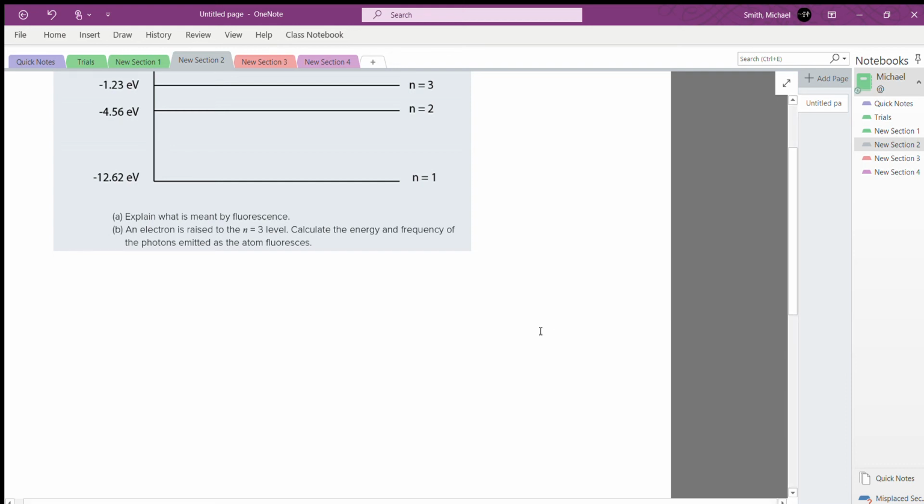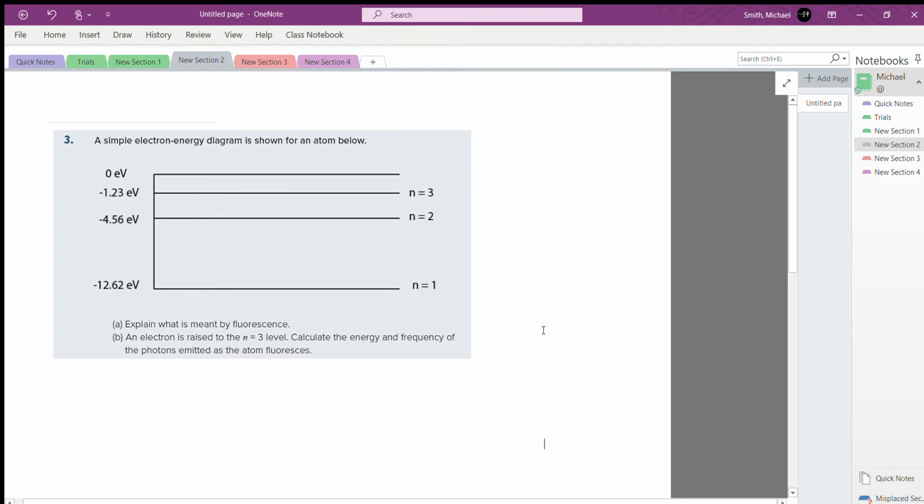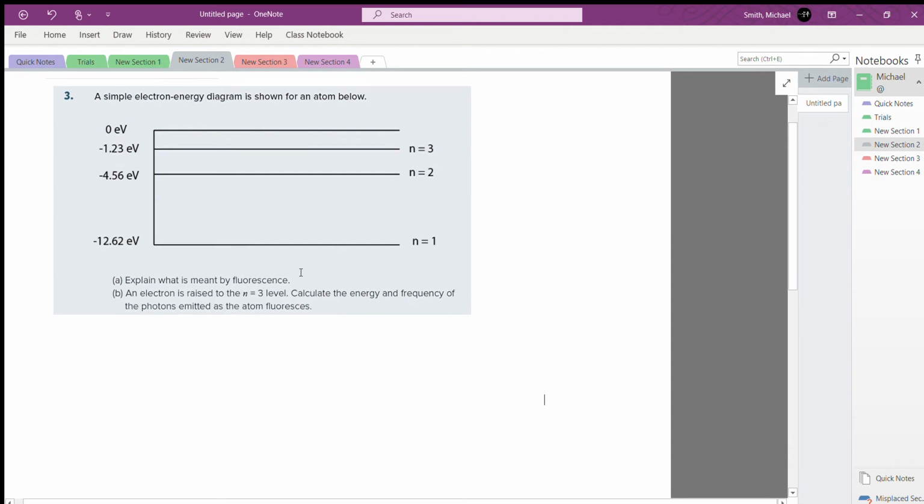This is question number 3 from the SACE Stage 2 Physics Course Companion from subtopic 3.3, Structure of the Atom. Here we have a simple electron energy level diagram, so just n equals 1 through to n equals 3. First we need to explain what is meant by fluorescence.